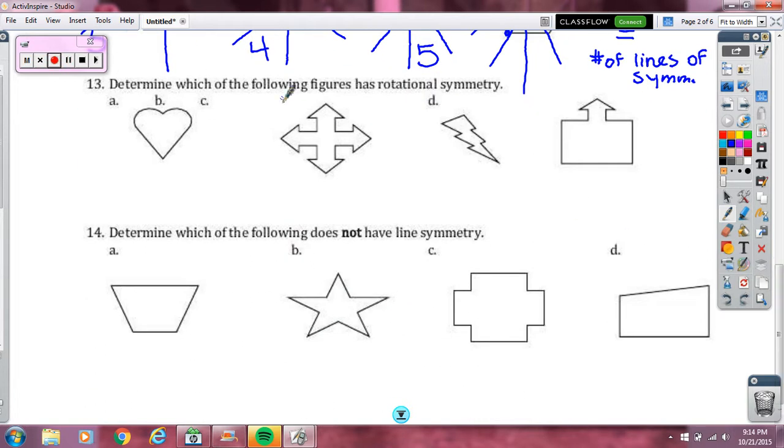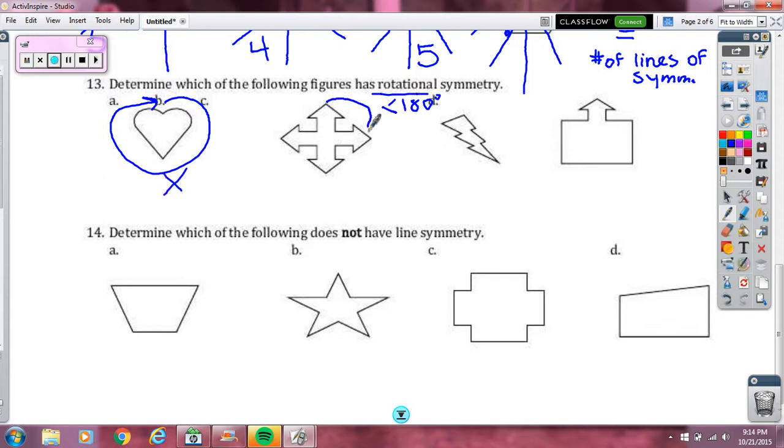Alrighty. Which of the following has rotational symmetry? That means I could turn it some amount less than 180 degrees and I'd get a shape that looked exactly the same. With a heart, I've got to turn it all the way around 360 to make it look like a heart again. That doesn't count. A rotation has to be, or rotational symmetry has to be less than 180. So that one does not have rotational symmetry.